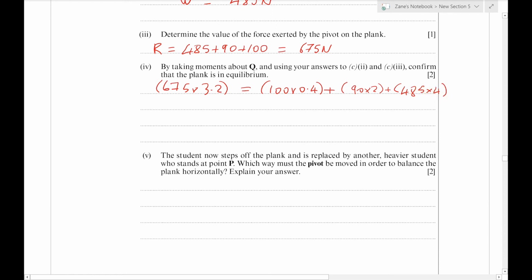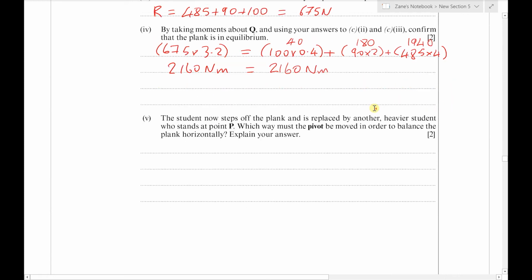So let's evaluate the left hand side: 2160 newton meters, and the right hand side also 2160 newton meters. The first bracket is clearly 40, the second bracket is 180, and the third bracket, 485 times 4, that's 1940, and you'll see that they will add up to give us that 2160. So the plank is in equilibrium.